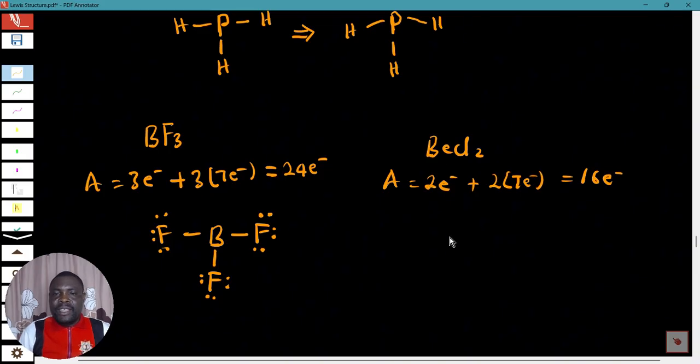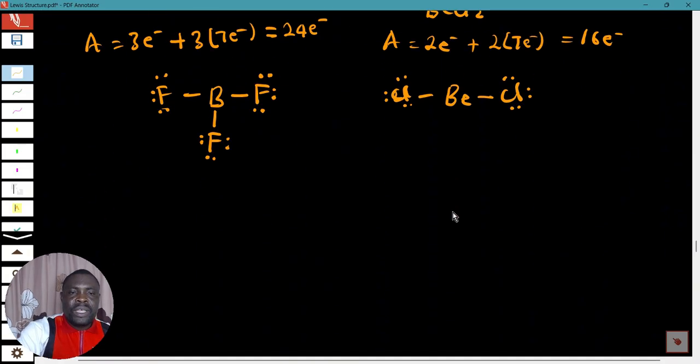The central element is beryllium. So let's distribute the chlorine around the beryllium. Chlorine will obey the octet rule, so we complete the electrons to become 8. So 8 plus 8 making 16. This is the Lewis structure of beryllium chloride.